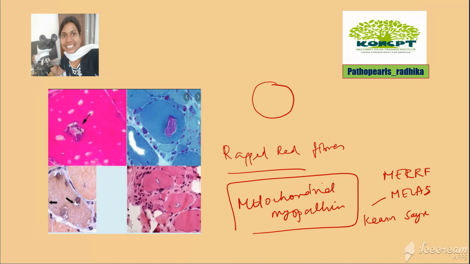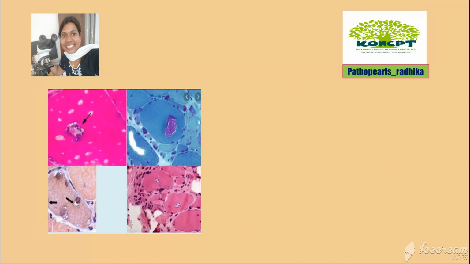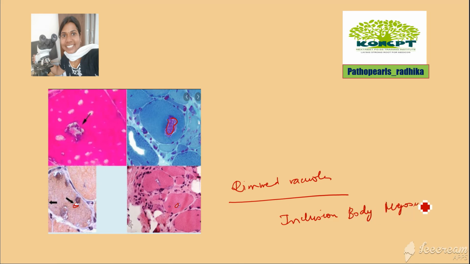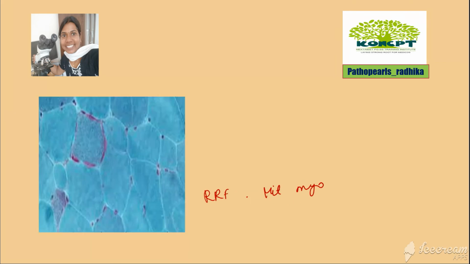Okay. The next option was rimmed vacuoles. So what do you mean by rimmed vacuoles? So the image shown here is showing some vacuoles in the muscle. So this we call as rimmed vacuoles. So rimmed vacuoles are seen in a condition called inclusion body myositis, which is a type of inflammatory myositis. Okay. So rimmed vacuoles are seen in inclusion body myositis. Ragged red fibers are seen in case of mitochondrial myopathies. Okay. Thank you.